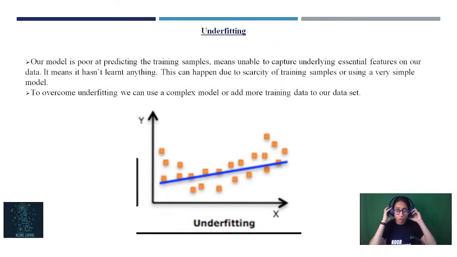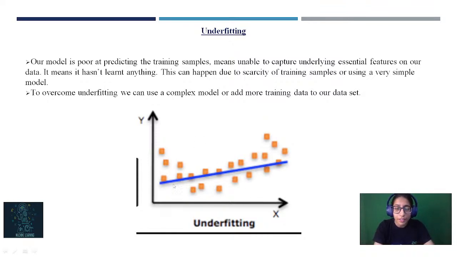The underfitting model is very poor at predicting the training samples, which means it is unable to capture the underlying essential features of our data. It also means it hasn't learned anything, just like people who are not studying after school or college. This only happens due to the scarcity of training samples, or because we use a very simple model. To overcome underfitting, we add more data to the data set. Correct. This is a graph to represent the underfitting part.